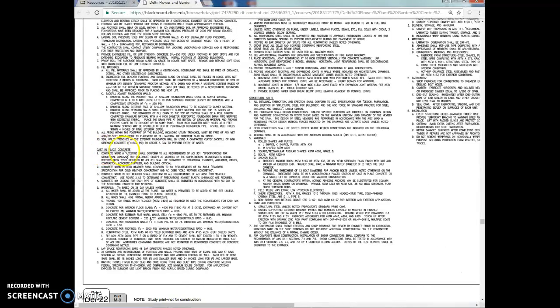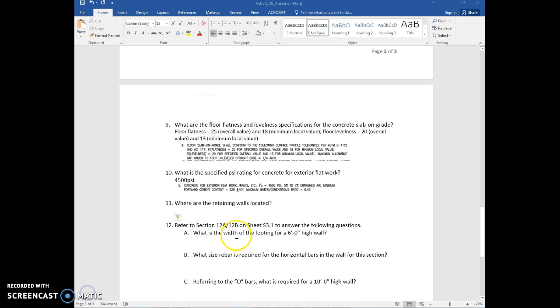I'm looking under cast in place concrete, and I'm looking for exterior flat work. So I find concrete for exterior flat work right here, and it says that the PSI is 4,500 PSI. Number 12 asks, where are the retaining walls located? Oh, excuse me, number 11.